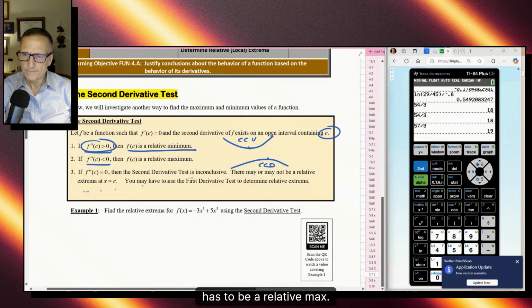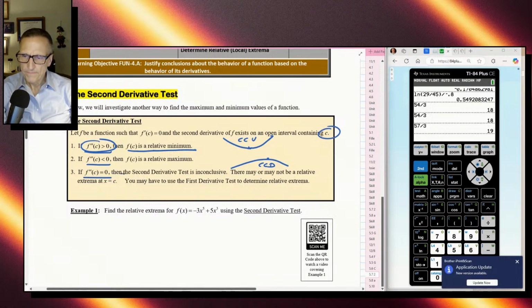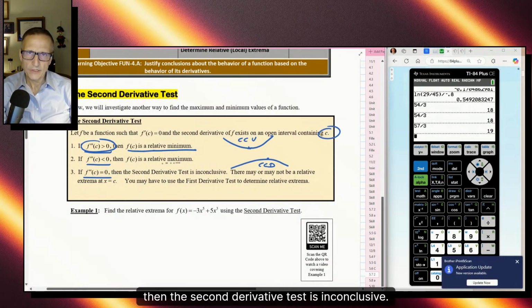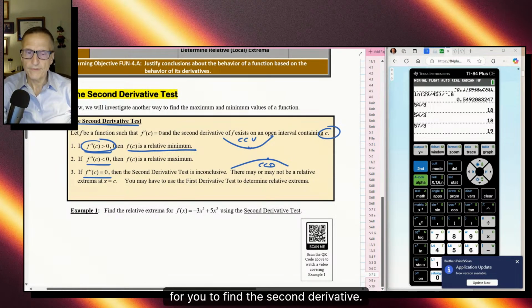A couple of downsides to the second derivative test for relative extremes. If you go to the trouble of getting the second derivative and you get a 0 at the critical value, then the second derivative test is inconclusive. You have to go back to the first derivative test. So it only makes sense to do the second derivative test if it's very easy for you to find the second derivative.